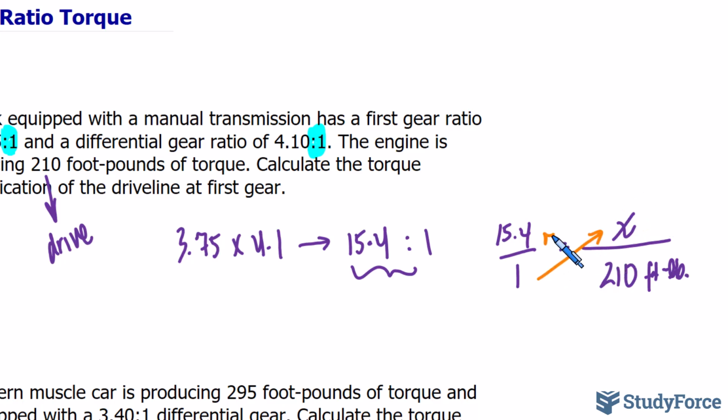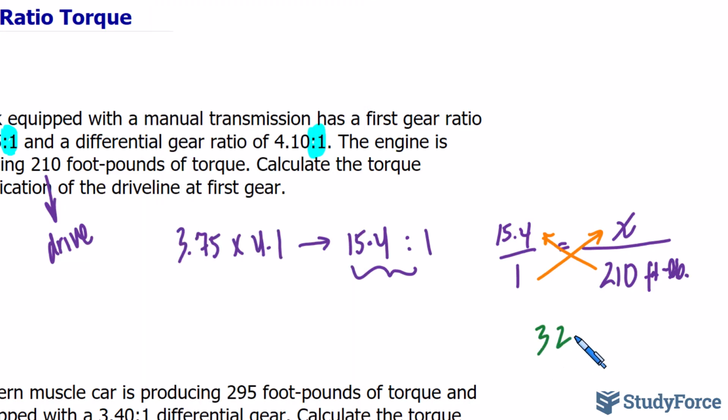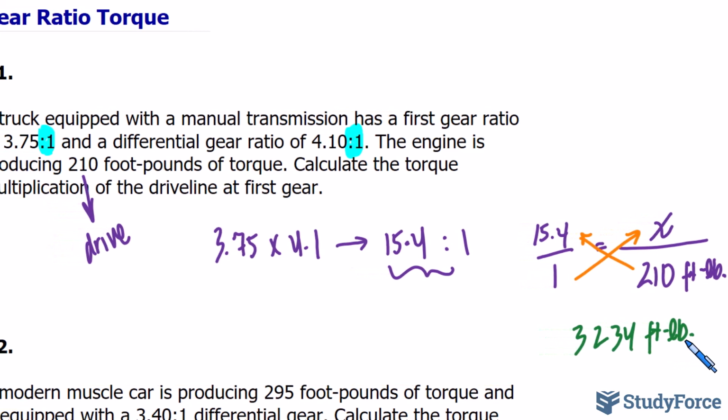If we cross-multiply, it's the same thing as taking the torque that your engine is producing and multiplying it by that first term in your final gear ratio. Taking 15.4 and multiplying it by 210, you get the amount of torque at first gear, which amounts to 3,234 foot-pounds. So while the engine only produces 210 foot-pounds, you can see how the interacting gears cause that initial value to multiply. Let's move on to question number 2.